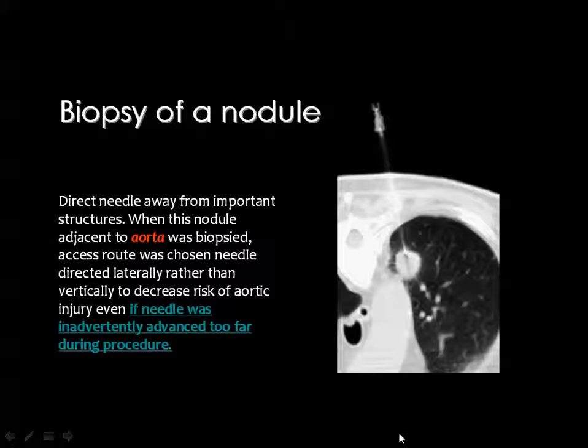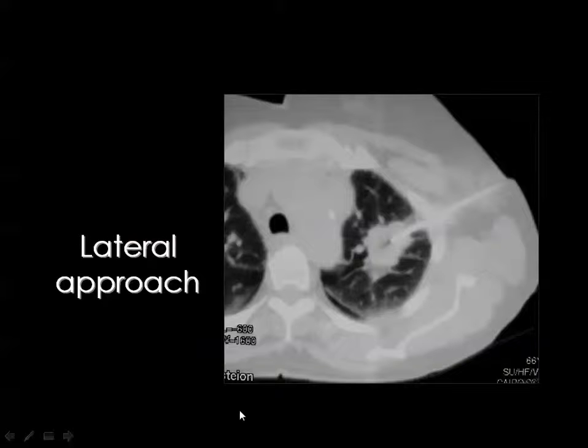lesion. Then this is one of the most important issues whenever you are biopsying a lesion which is intimately related to the aorta or to the pulmonary artery. If you put your needle in a vertical direction, and you miscalculate the depth of the lesion, you may puncture the aorta itself. Then it's better to align the lesion so that if you introduce the needle more than enough, it will not hit one of the major vascular structures.